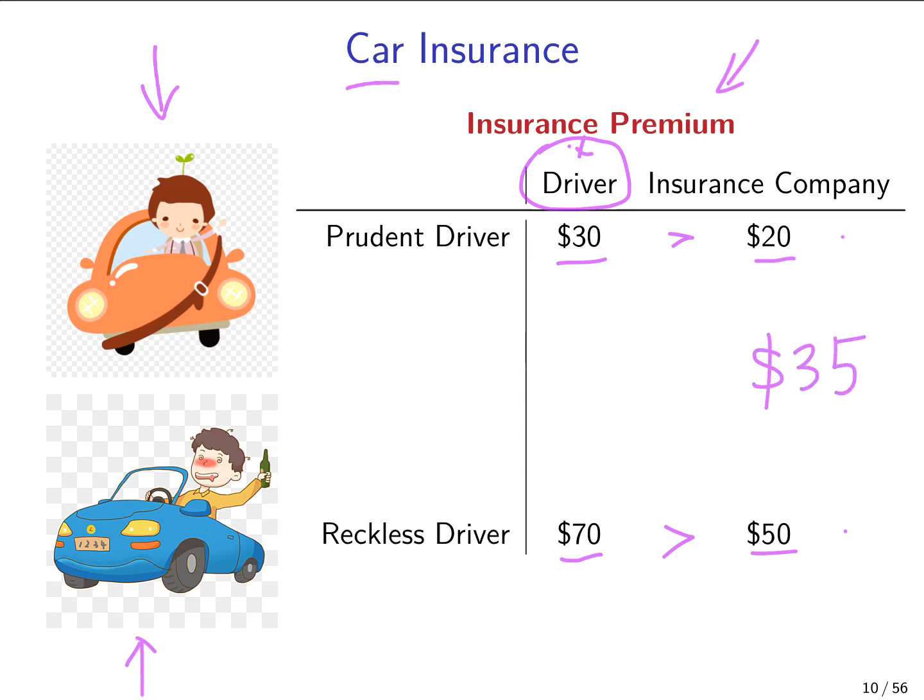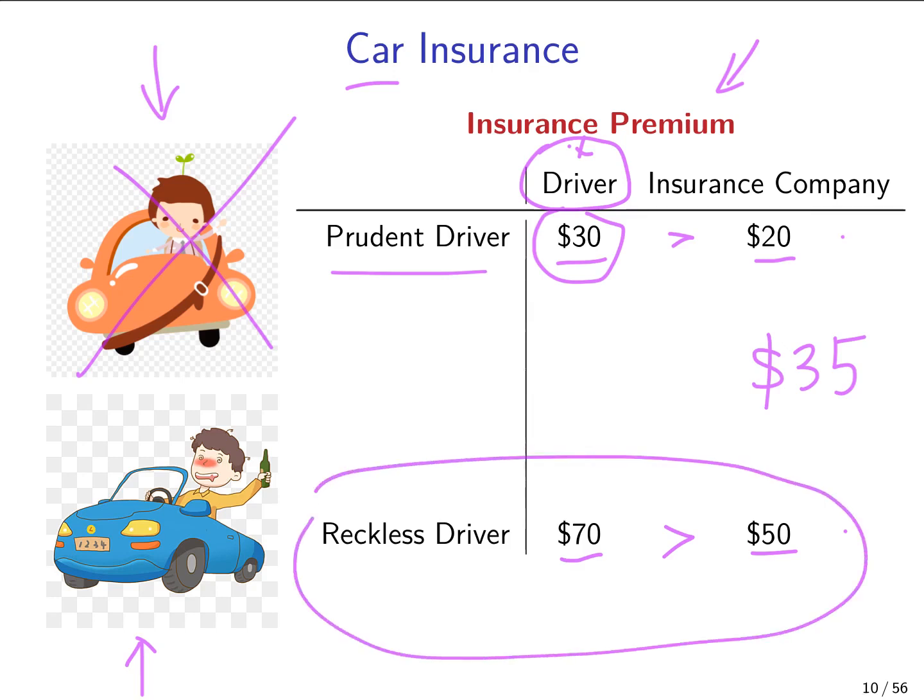But again, the problem is that with an insurance company charging 35 for the premium or more, they're not going to attract the prudent driver, right? The prudent driver is only willing to pay $30. So they would drop out of the market and not buy insurance from the insurance company. And then we are left with the reckless drivers in the insurance market. And again, we have an adverse selection problem.